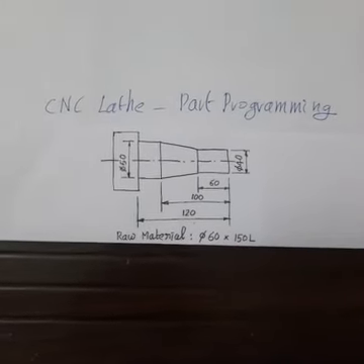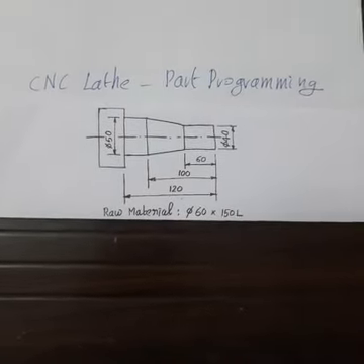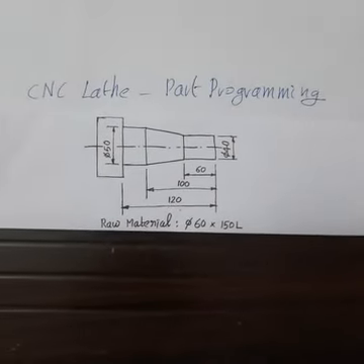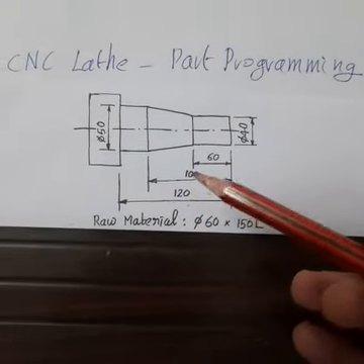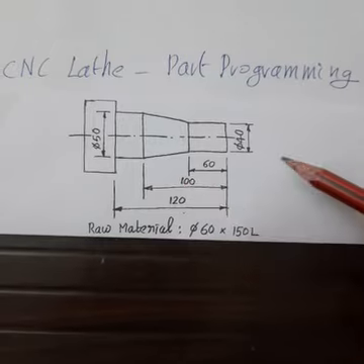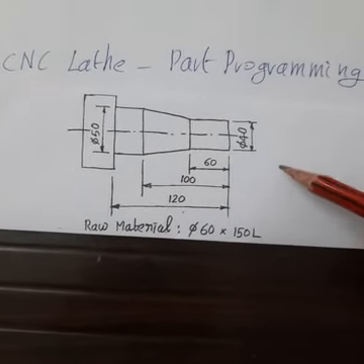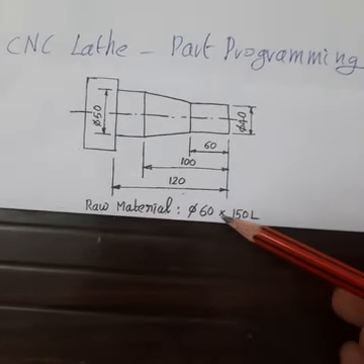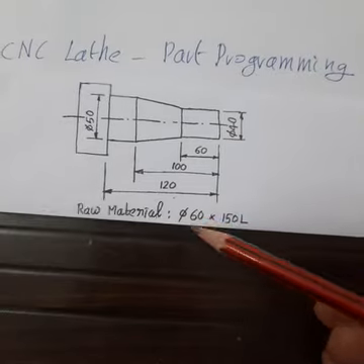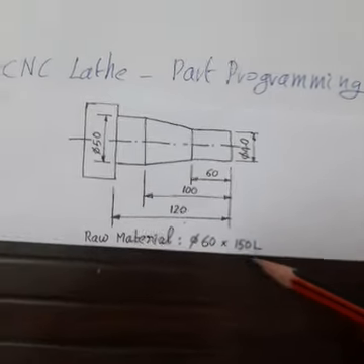Students, I am going to discuss part programming for a CNC lathe. This component is to be produced on a CNC lathe, for which we have to write the part program. The raw material is a round rod of diameter 60, length 150 mm.